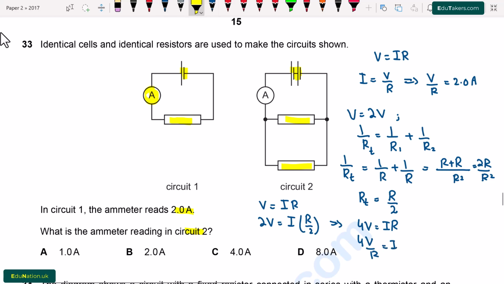From the circuit 1, V over R is equal to 2.0. So I write here 4 multiplied by 2.0. This is equal to current, which is equal to 8.0 ampere. From here, option D is correct.